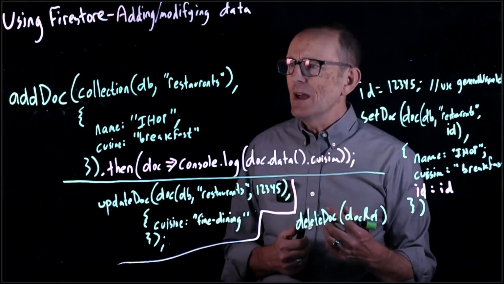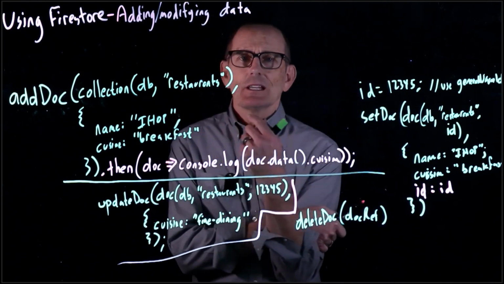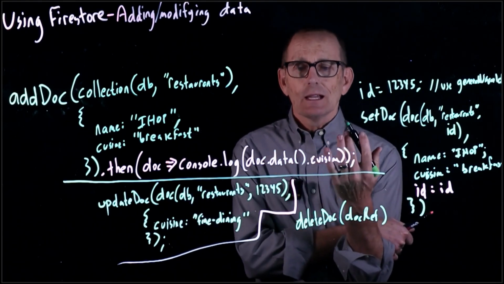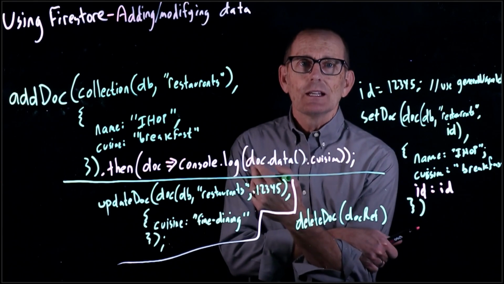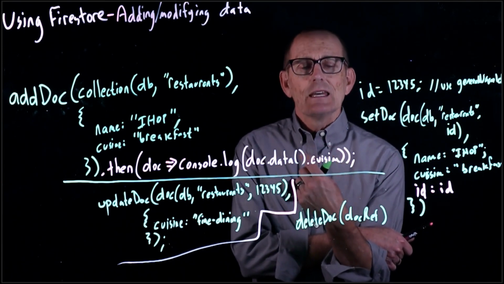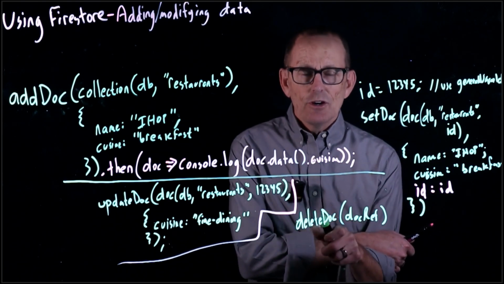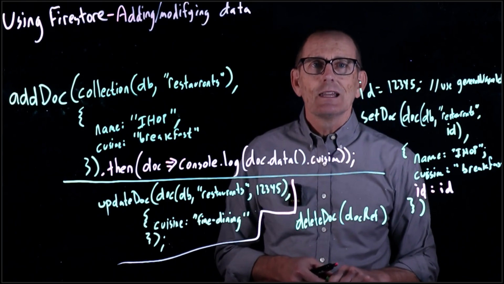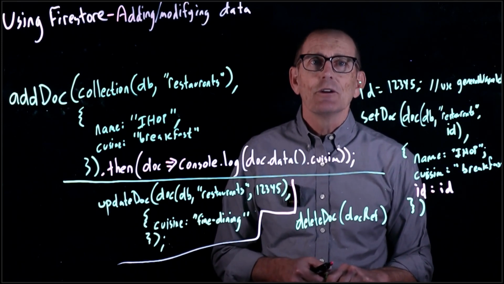Also, notice we never actually created the restaurants collection. There's no need to do that. Just the first time you create a document in a collection, it'll automatically create the collection for you. Similarly, a collection is deleted when you delete the last document from it. So there is no function to delete a collection. Instead, if you want to delete an entire collection, just delete all the documents that are in that collection.